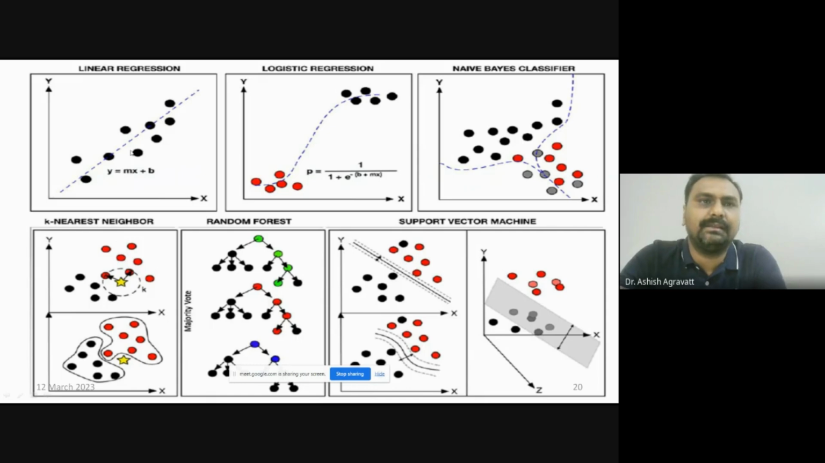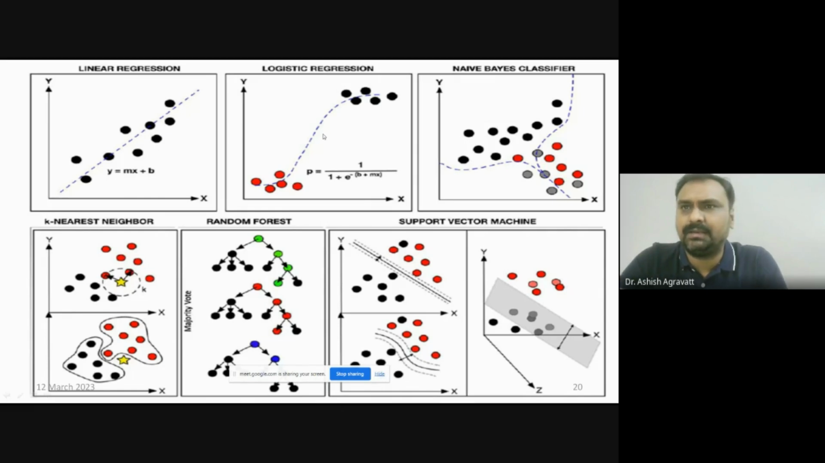Like in linear regression, the data are nearer to one line, and we can predict some outcome based on the linear regression. In logistic regression, suppose the data are separated either into +1 or 0, or pass or fail, like that. In logistic regression, we separate.